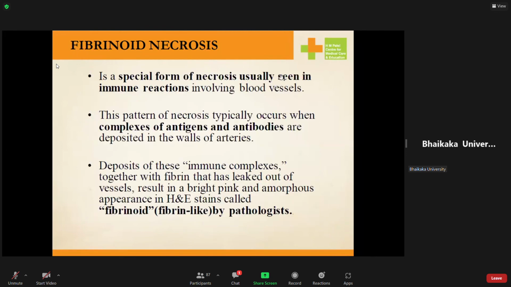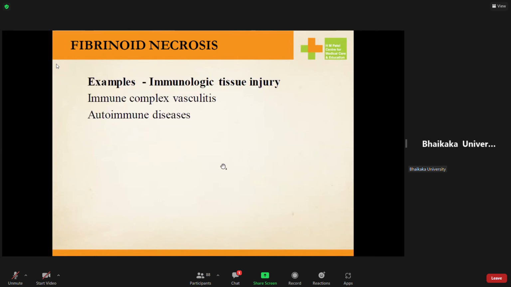Then next is the fibrinoid necrosis. It is a special form of necrosis which is seen in immune reactions. Whenever there is an immunological reaction involving the blood vessels, antigen and antibody complexes are deposited in the wall of the arteries. We also call it an immune complex mediated reaction, and it leads to a pink amorphous appearance in H&E-stained sections, which we call fibrinoid-like material, and so we call it fibrinoid necrosis. Examples are immune complex vasculitis and autoimmune disease.